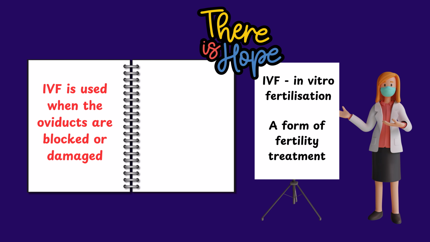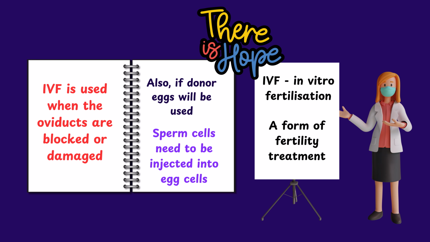In vitro fertilization is used when the oviducts are blocked or damaged, or if donor eggs will be used, or if sperm cells need to be injected into the egg cell. Sperm cells are usually injected into the egg cells if the male is not producing enough sperm cells or if the sperm cells are not matured properly.